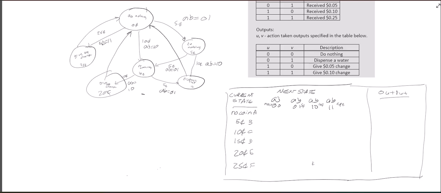Okay, so if we're in state A, if we put in no coin, then we stay where we are in all cases. Do we? No, that is not true. If we put in no coin, we stay where we are for A, B, and C. But if we are in states D, E, or F, our next state is always going to be to go back to A. Okay, but if we're in state A and we receive 5 cents, then we go to state B. If we receive 10 cents, then we go to state C. And if we receive 25 cents, we go to state F.